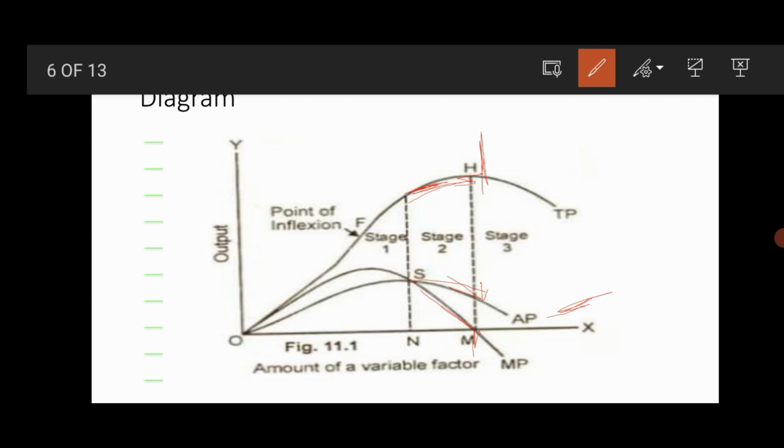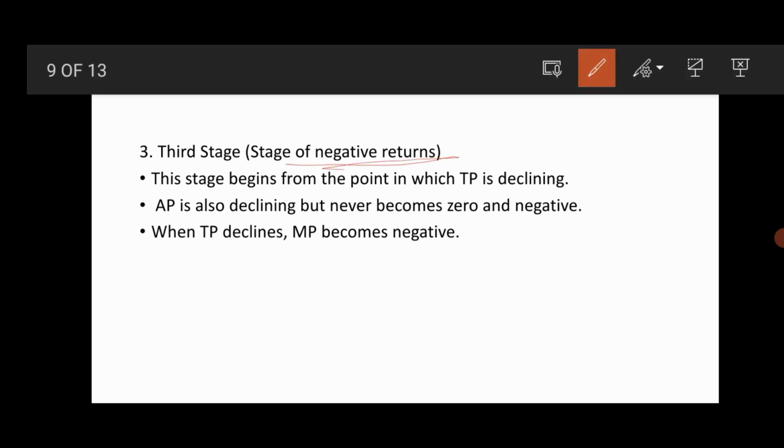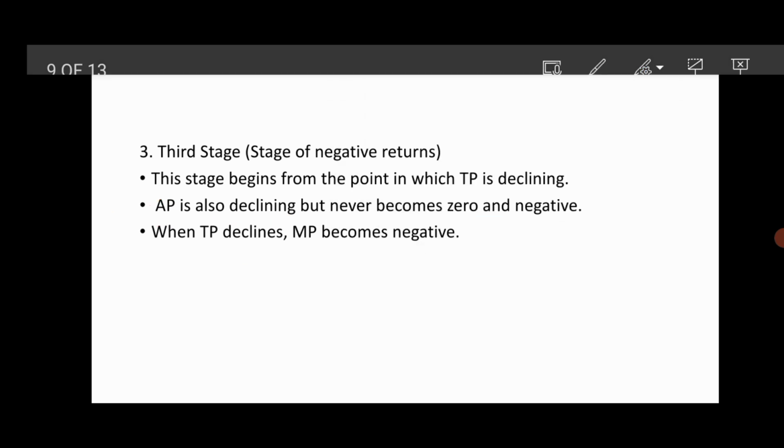So then comes the third stage. What is that third stage? That is the stage of negative returns. This stage begins from the point at which TP is declining. Here total product starts to diminish and AP is also declining. One thing is that AP will never become 0 or negative. It will always be positive, that is, it always lies above the x-axis. So then TP declines, that is total product starts to diminish, and MP will become negative. That means it goes below the x-axis. So it becomes negative.